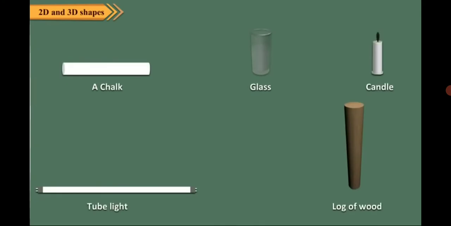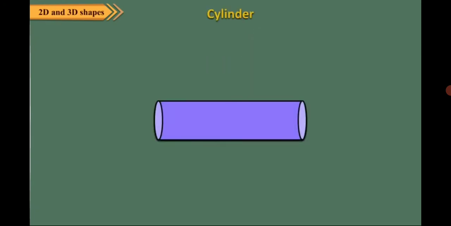Children, we have seen all the objects shown here in our daily life. All these objects have a shape of a cylinder. A cylinder has no vertices. It has 2 curved edges and 3 faces. One face of a cylinder is a curved face. 2 faces, that is the top and bottom of a cylinder, are flat.